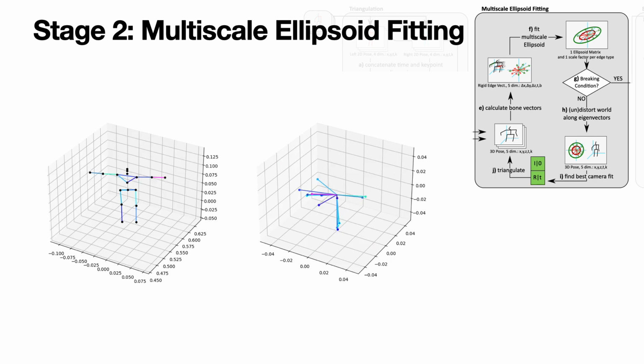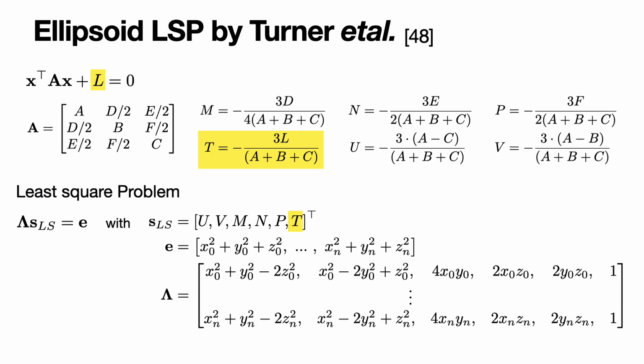To do so, we describe every bone not by its global position, but as the relative point of one of its respective key points to the other. Since the length of a bone should not change, we would expect this relative point to stay on a sphere over time. But if the pose is distorted, it stays on an ellipsoid instead. To estimate the ellipsoid, we use the least square problem solver by Turner et al.